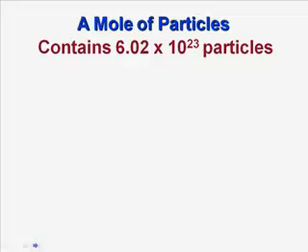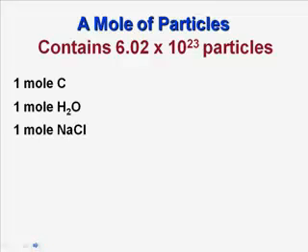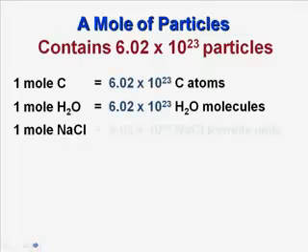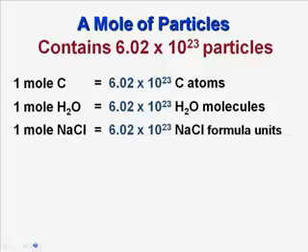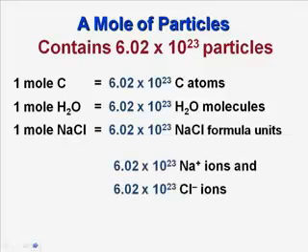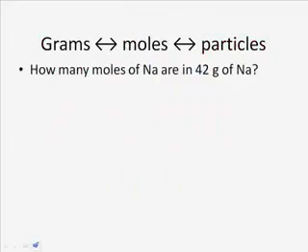Okay, and we could be talking about, in this case here we have carbon, an element, or water, a molecule, or sodium chloride, a formula unit. But a mole of each of these is the same. Okay, and if we're talking about our ionic substance, if it's 1 to 1, then if we have 1 mole of sodium chloride, that means we have 1 mole of sodium ions and 1 mole of chloride ions. Okay, so let's take a closer look at this.